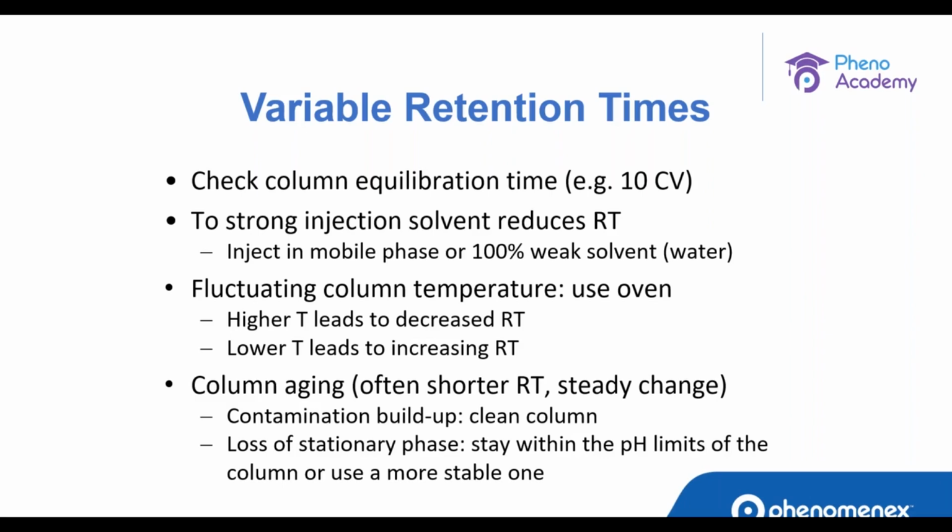Fluctuating column temperature. Consider keeping the column temperature stable, so we recommend using a column oven. Higher temperature leads to a decrease of the retention time. Lower temperature leads to an increase of the retention time.